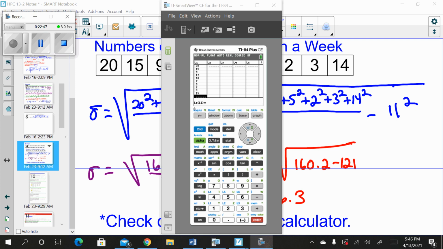When you get to the bottom of your list, it should say list one 11 equals. After you press enter after that last one, that means you have your 10 values in your list. You can be pretty confident you got all of them. The nice thing is too, it doesn't matter what order you put them in. So now we're going to do a calculation.